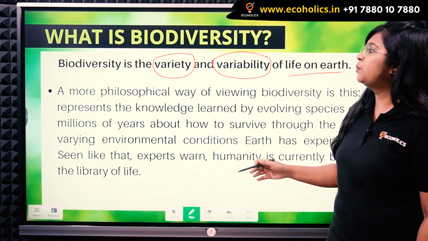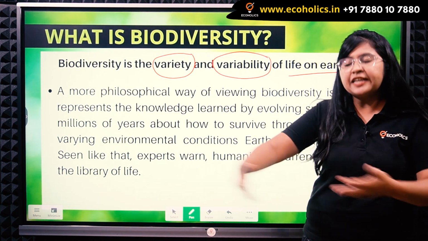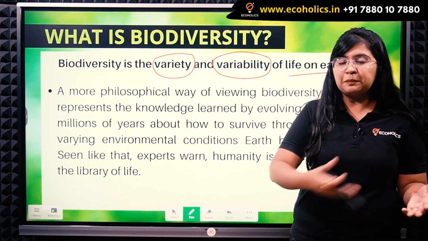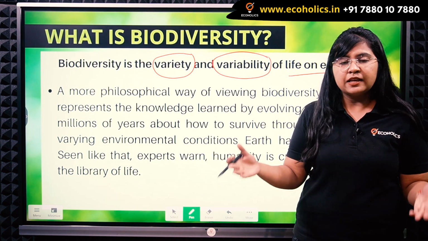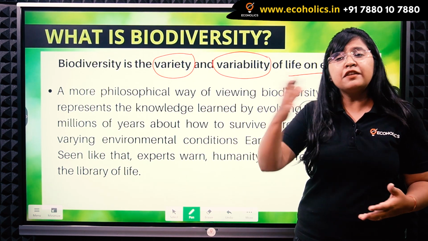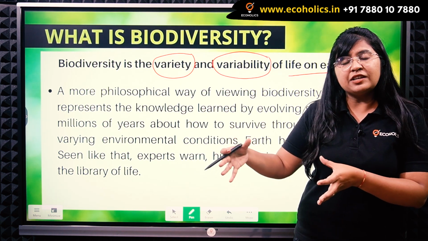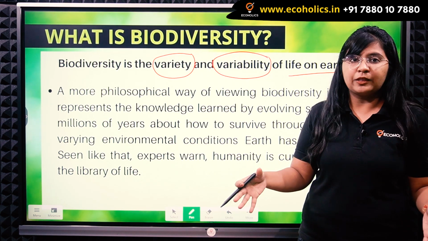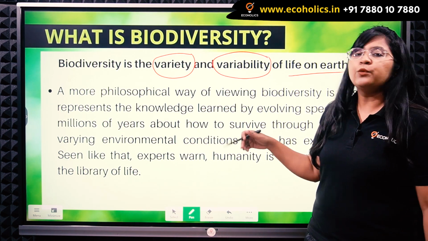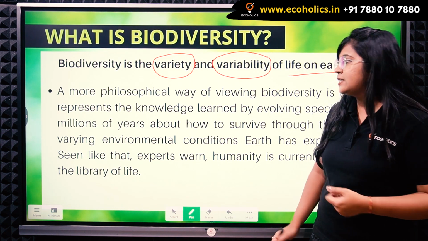Here we have two words, variety and variability, which basically means the variety of species or organisms that thrive on the planet, and variability means the differences in the similar or like species that exist on the planet. We are going to know more about the variety and variability concept in our future slides.